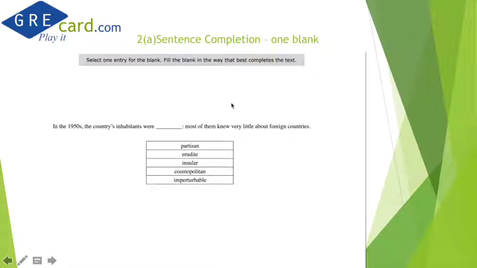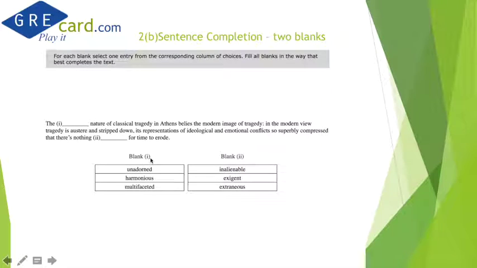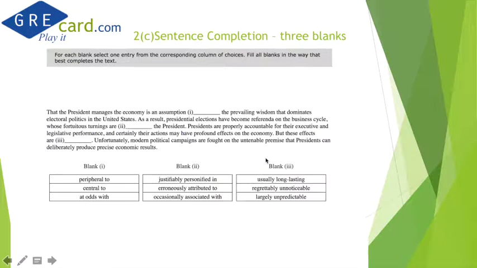The other is sentence completion. Now, again, there are three types of questions on the sentence completion. One is with one blank, where you have to choose one of the words to fill in the blank. Another is two blanks, where the first blank is from this set and the second blank is from this set. Similarly, three blanks. These three blank questions are rare, but they can appear.